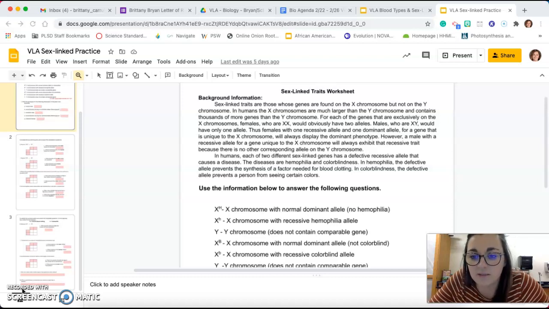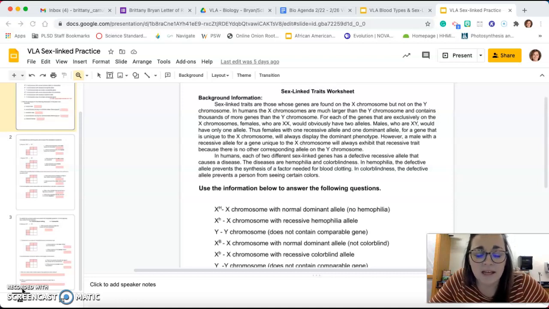For each of the genes that are exclusively on the X chromosome, females who are XX would obviously have two alleles, while males who are XY would only have one allele. Thus, females with one recessive allele and one dominant allele for a gene that is unique to the X chromosome will display the dominant phenotype. However, a male with one recessive allele for a gene unique to the X chromosome will always exhibit the recessive trait because there is no other corresponding allele on the Y chromosome. So that just means that there's no allele to mask or hide the recessive allele.